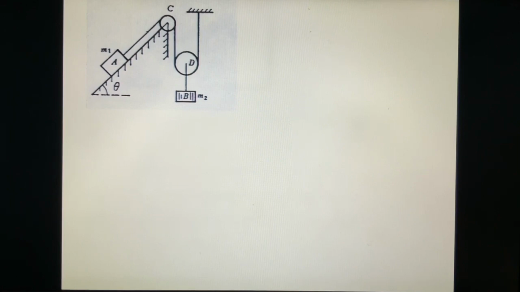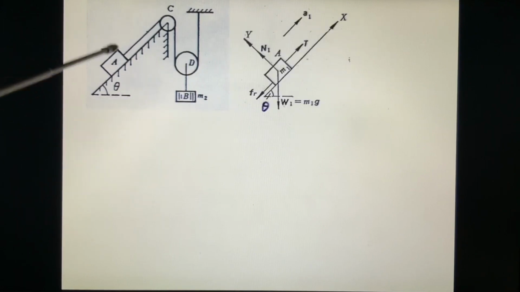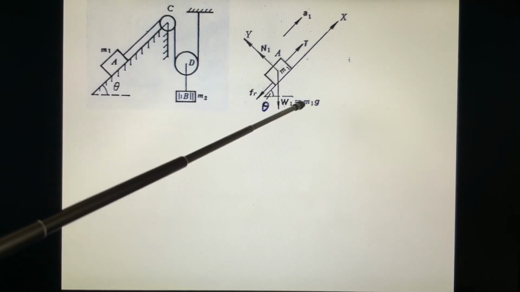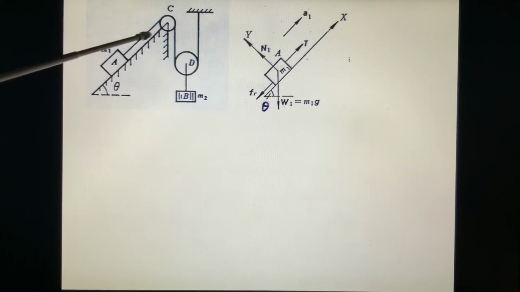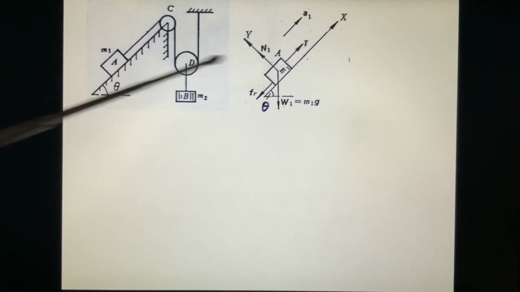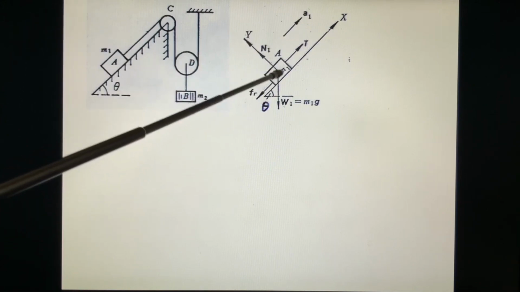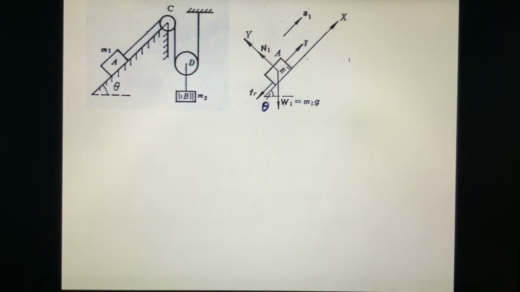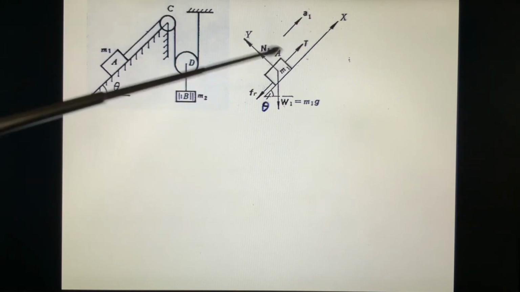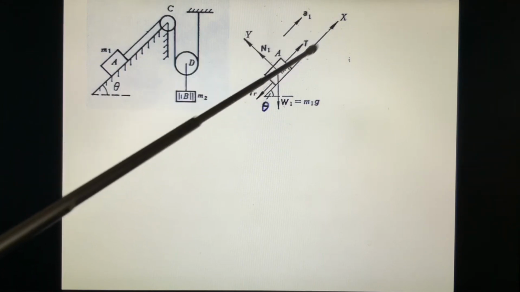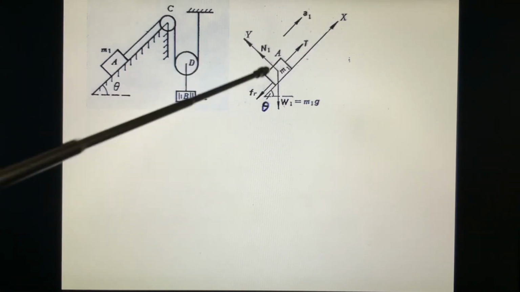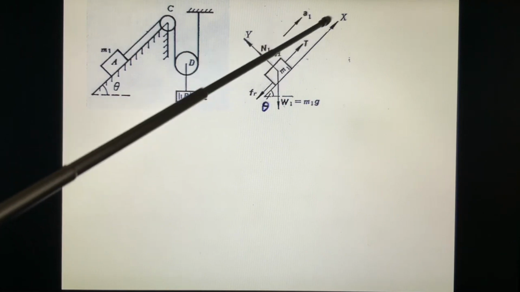Now, let's write the free body diagram for block A and block B. Block A. How many forces act on it? Gravitational force M1g. Pulling force T from the rope. Normal force from the inclined surface. And the friction, opposite the direction of moving. Let me write: we take the reference X along the inclined surface up, and block 1 has acceleration A1 along the surface.